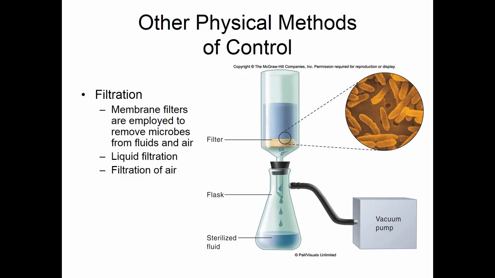Filtration is your other physical control method. Basically using a filter, the filter has tiny little pores. So you can see little pores that are all on this membrane here. Anything that's small enough to go through the membrane comes on out. Anything that's too big to go through the pores stays on up. As you vary your pore size, you can vary what's going through the membrane and what's not. So you can filter liquids, you can filter air.